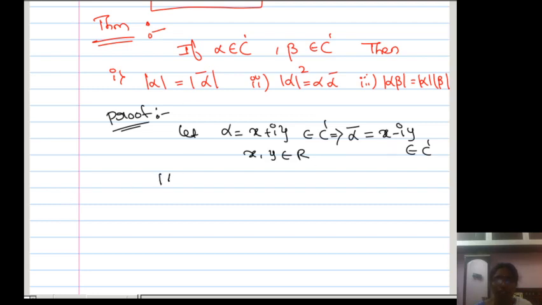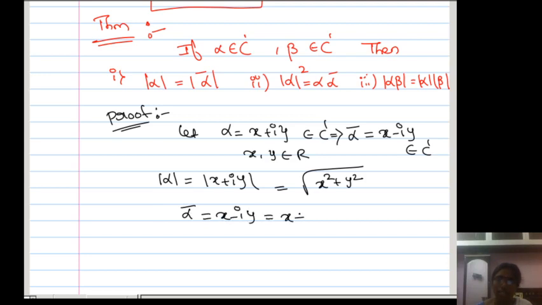Now first I want to find mod alpha. What is mod of x plus iy? Just now we discussed, mod is under root x square plus y square. Next, what is alpha bar here? x minus iy can be written as x plus i into minus y. It is like the x plus iy form, but instead of y you have minus y.